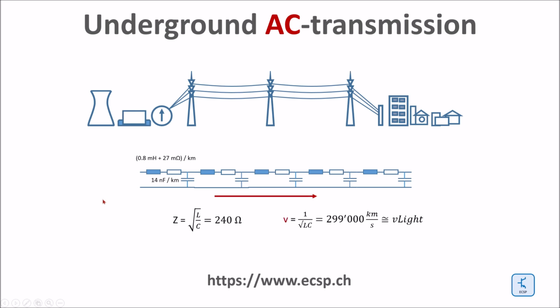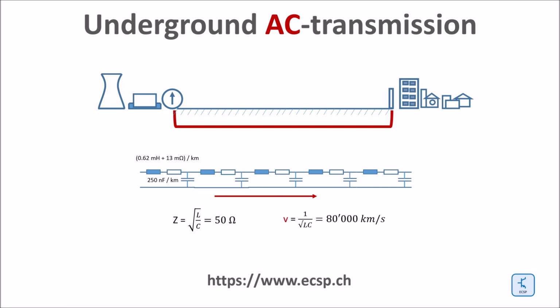Looking at the cable now, we observe that first of all, the line reactance is close to the same. Instead of 0.8, it's 0.62. But looking at the capacitance, here we see that instead of 14 nanofarad per kilometer, we have 250, meaning that the surge impedance has been reduced from 240 ohms to 50 ohms, and the velocity of a traveling wave inside the cable has been reduced from close to light speed down to 30% more or less of the speed of light.